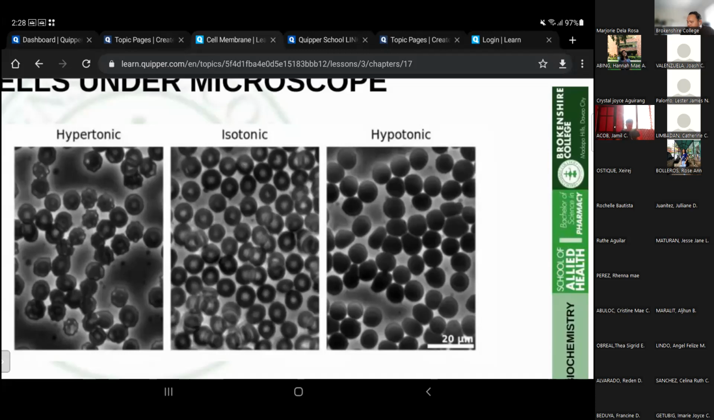This is a cell exposed in a hypotonic solution, and then shrinkage and lysis of the cell exposed in a hypertonic solution, and no change or no net movement happens under isotonic. Again, no net movement happens in isotonic solutions.